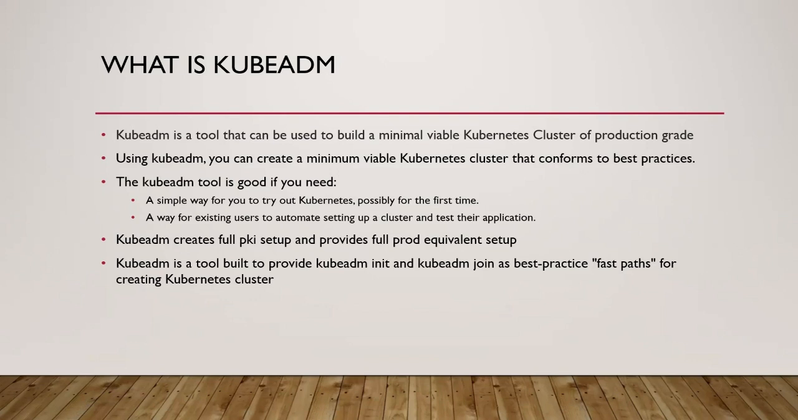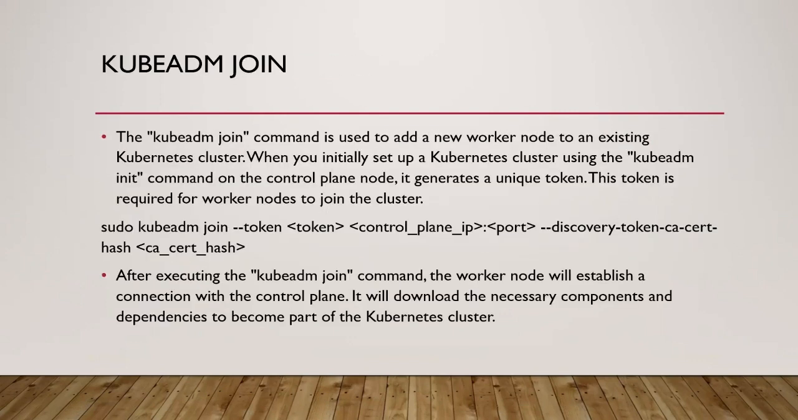The init command will do the pre-flight check. Then it will set up the PKI, public key infrastructure, and certificates. Then it will create a config file and install the master components in the form of static pods using kubelet. Then comes the kubeadm join command. The kubeadm join command is used to add a new worker node to the existing cluster, so whenever we create a cluster, on the worker node I will be running the kubeadm join command.